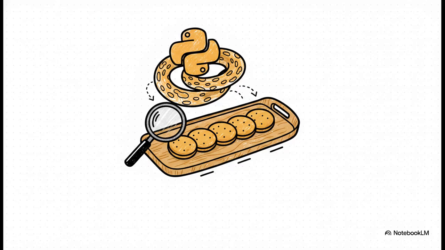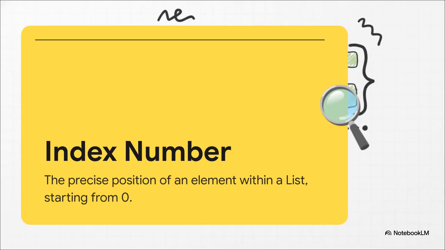But here is where Python kind of throws a curveball at new developers. When you want to pull a specific biscuit off that tray, you have to know its position. And in programming, we actually don't start counting at 1. We start at 0. So the crucial concept here is understanding the index number. This is simply the precise position of an element within a list, always starting from 0. If you want the first name in your list, you ask Python for index 0. The third name, that's going to be index 2.